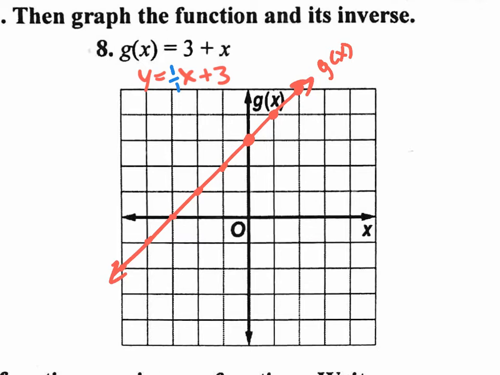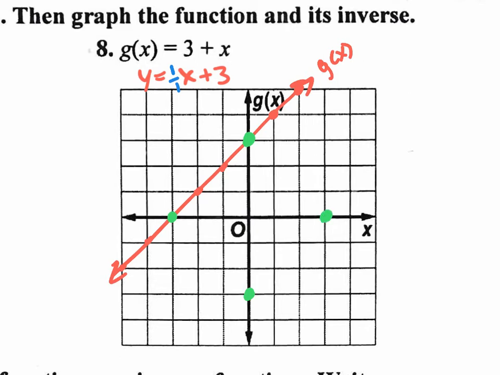So how do you do that? Well, you could simply reflect that line over the y equals x line, or you could actually just do one coordinate at a time. This coordinate right here, that's negative 3, 0. If you switch it, it'll be 0, negative 3. This coordinate right here, that's really 0, positive 3. If you switch it, it'll be 3, 0.